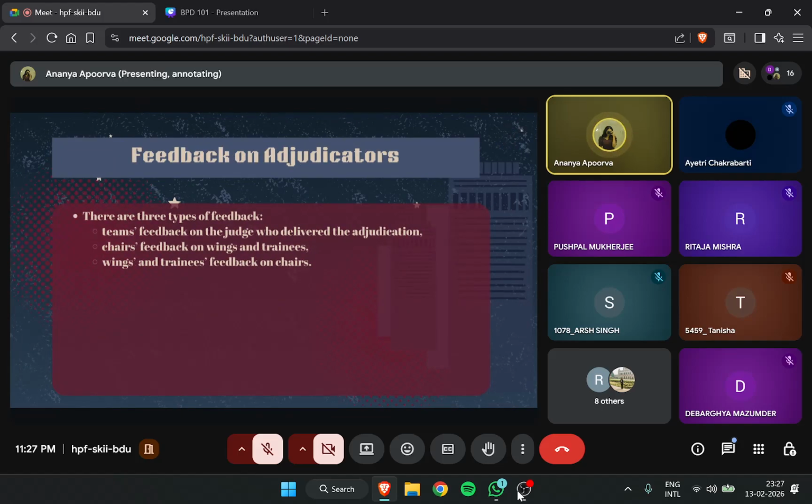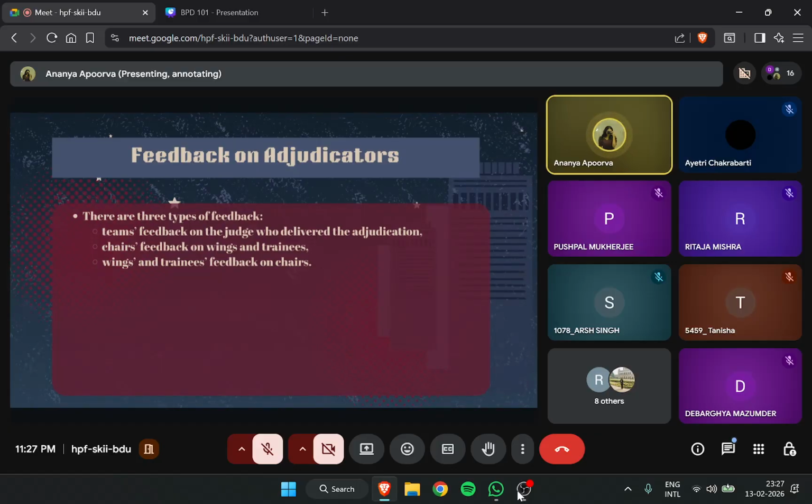Yeah, lastly, the very last topic, feedback on adjudicators. Now, you must be wondering, if panelists do not go ahead and give the oral adjudication, how exactly do panelists or trainees get promoted to chair or panel in general? Because if the teams are not scoring them, then who scores them?